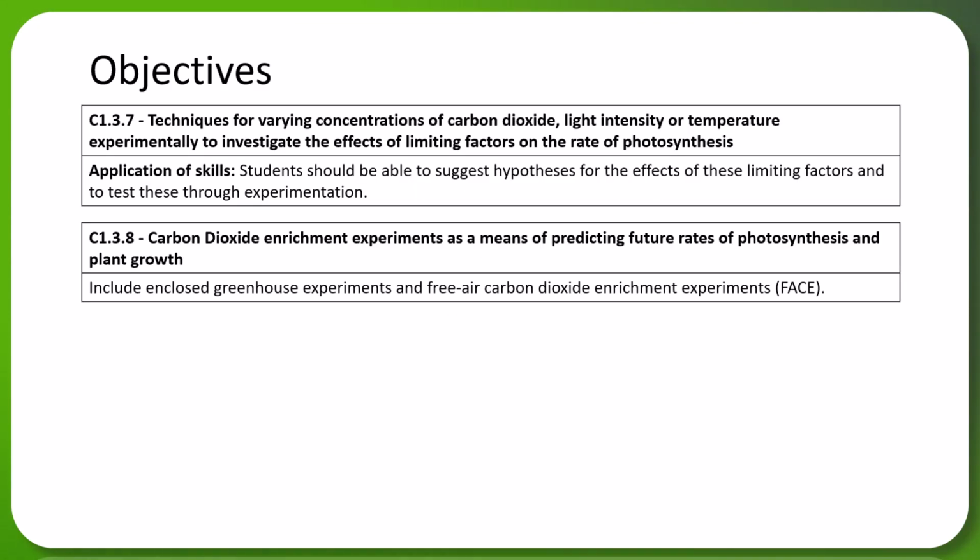So this particular video is going to focus on two objectives, C137 and 138. 137 talks about specific techniques used to vary concentrations of carbon dioxide, light intensity, or temperature experimentally to investigate the effects of limiting factors on the rate of photosynthesis. These are limiting factors, and they limit or govern the rate of photosynthesis, which is going to be really important if you're a plant. It is an application of skills, and so we will utilize a lot of the information presented in this video in lab, where we suggest hypotheses to investigate the effects of those limiting factors through experimentation.